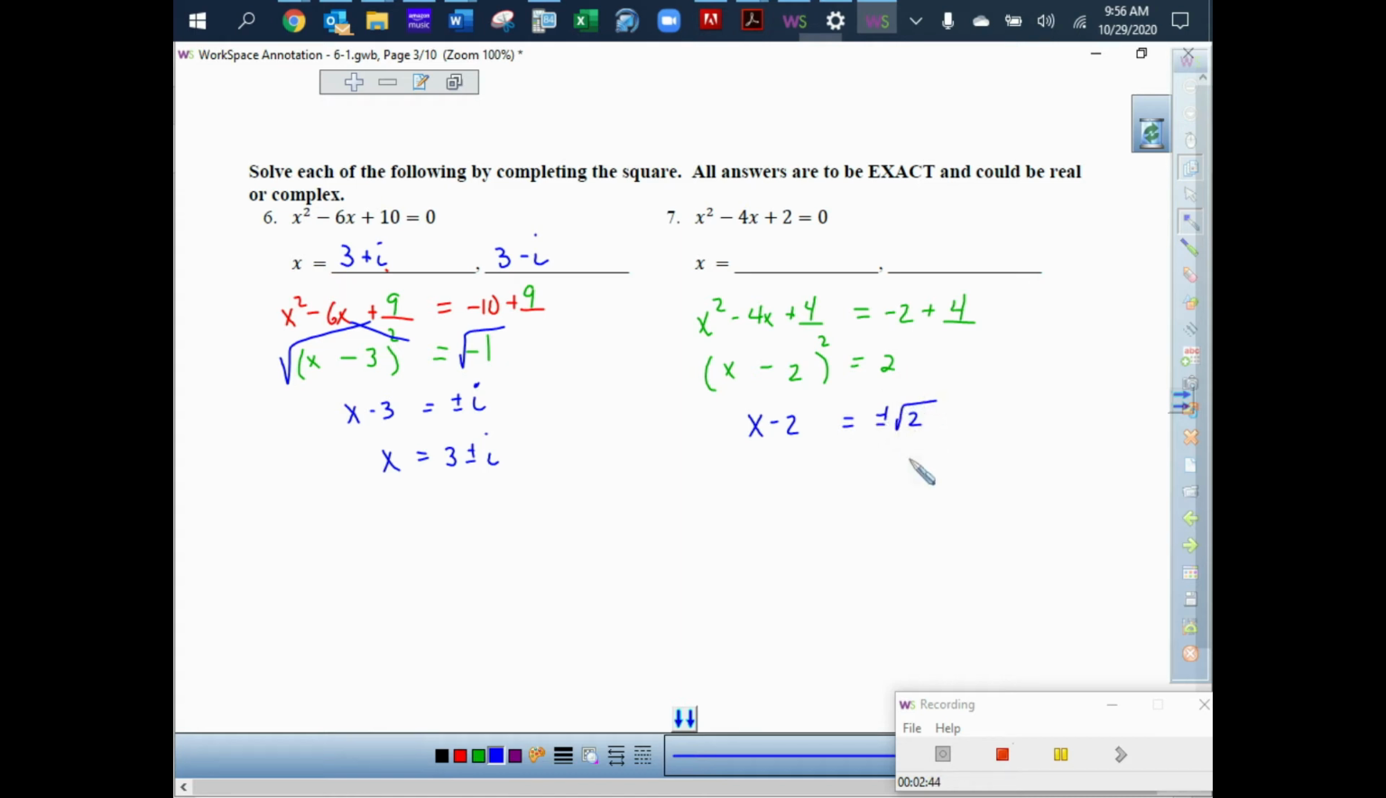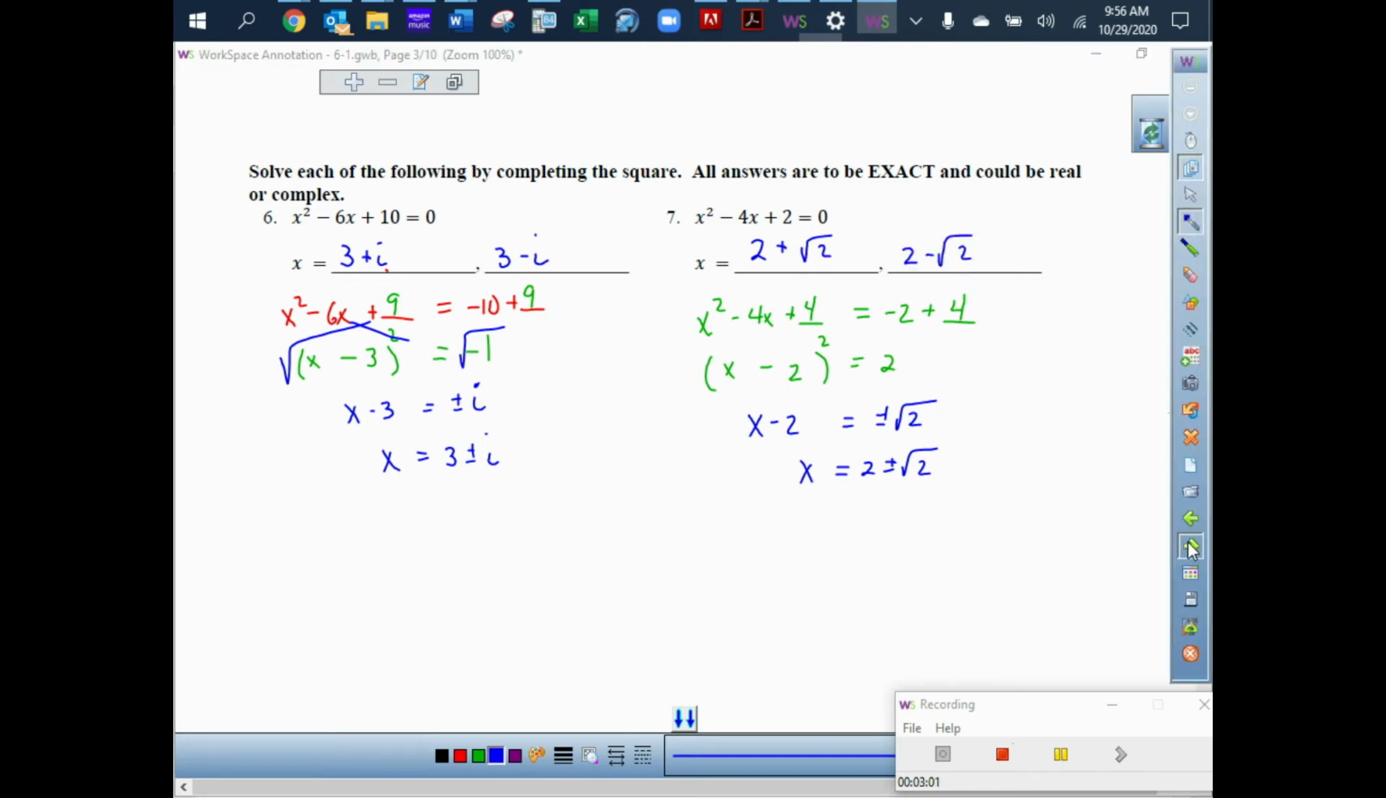And the square root of 2 doesn't simplify or anything, so we're just going to leave it like that. That is a real number. And x will be 2 plus or minus the square root of 2. So our two answers, 2 plus the square root of 2 and 2 minus the square root of 2.